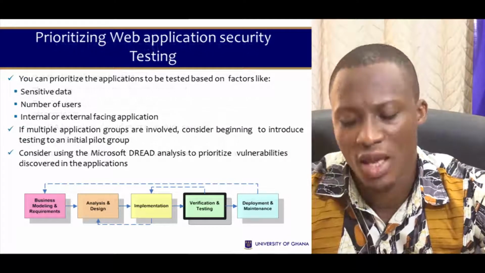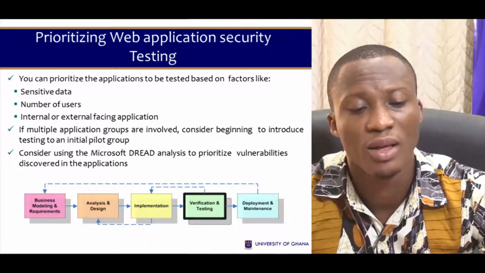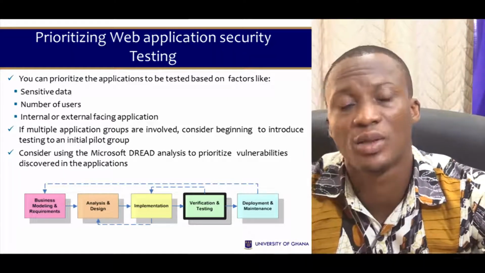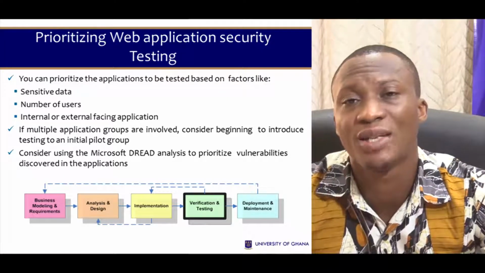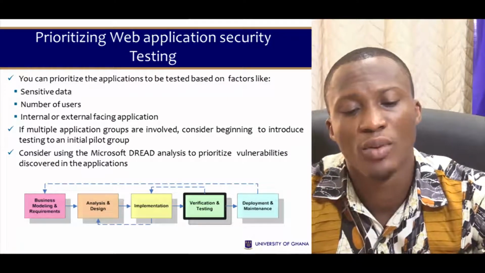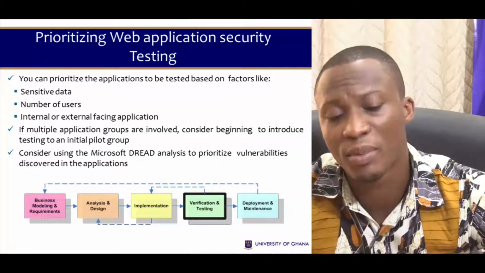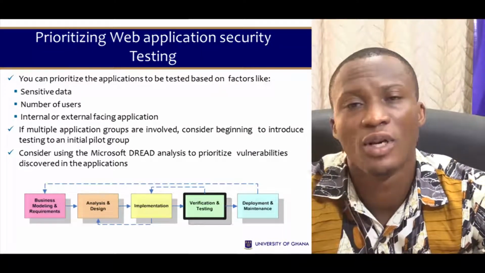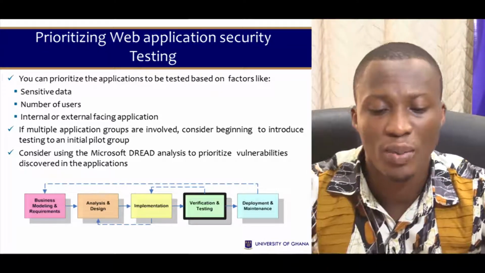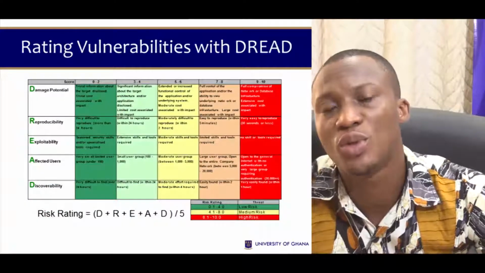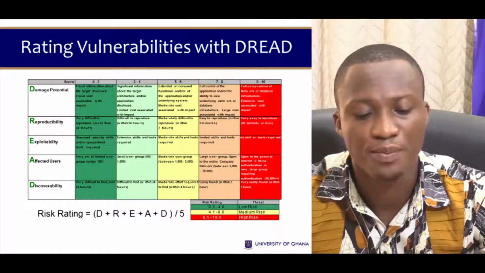Now, even in verifying and testing, how do we prioritize web application security testing? There are a number of factors that play a role in prioritizing the applications. We are looking at sensitive data, the number of users, and internal and external facing applications. And if multiple application groups are involved, then we need to consider beginning to introduce testing to an initial pilot group. And here we can use the Microsoft DREAD analysis to prioritize vulnerabilities.